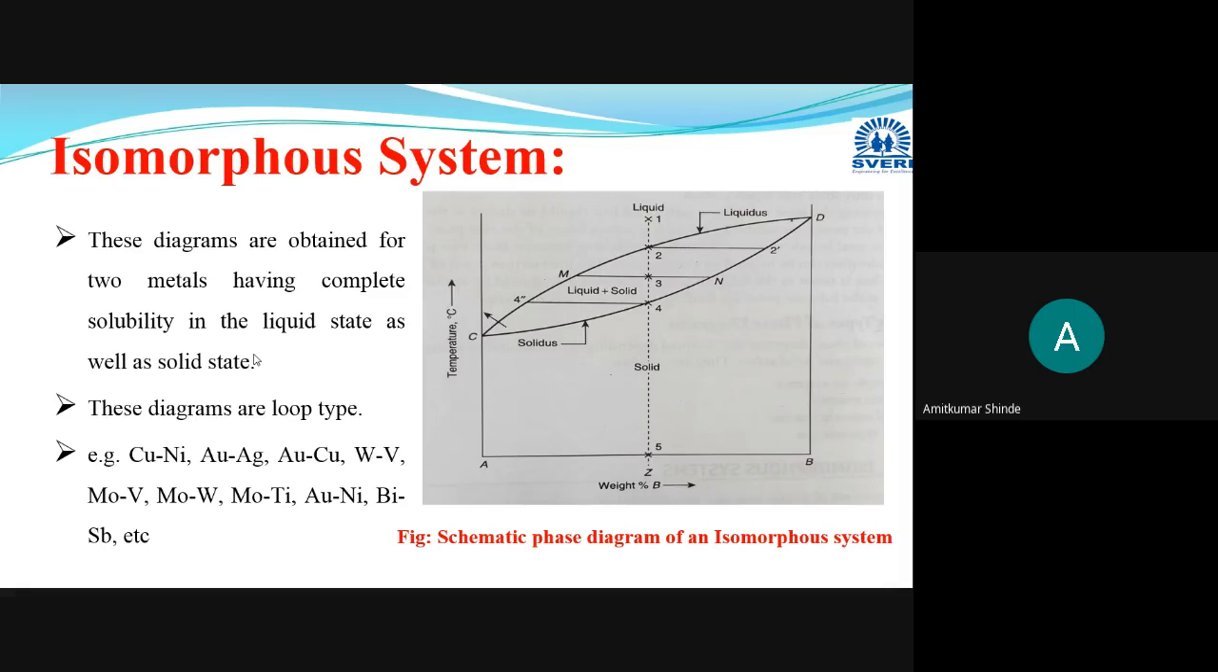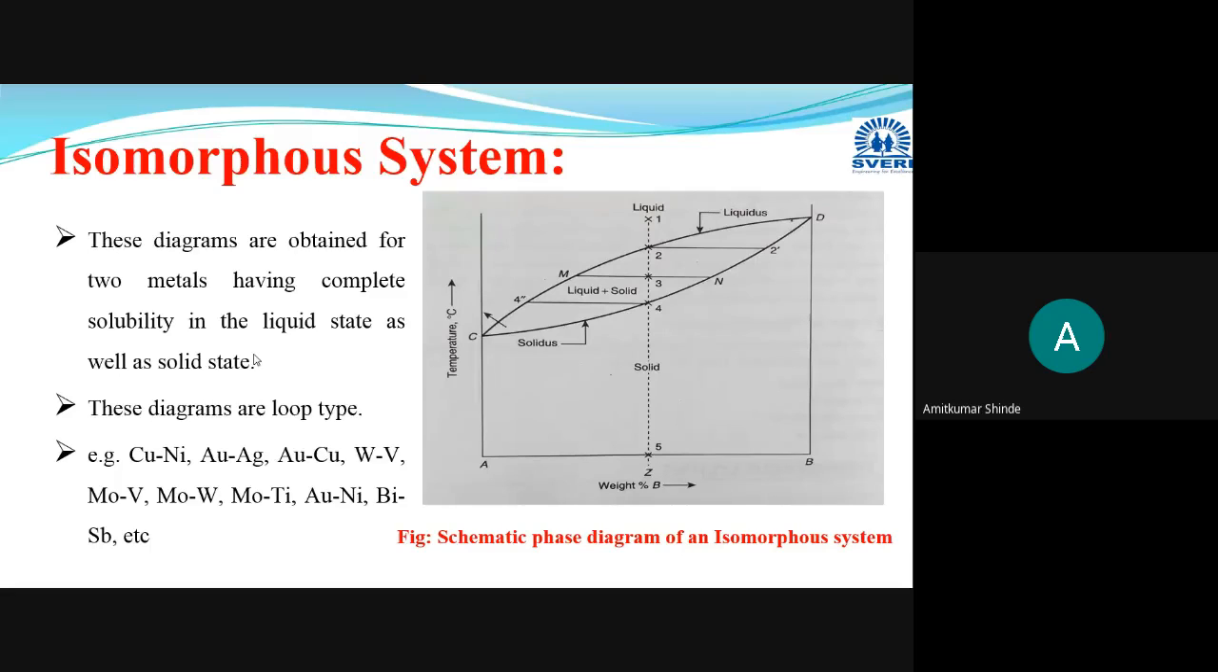Then another example is gold and silver, and also gold and copper. If you have mixed some amount of silver in the gold, it cannot be visible. You can see in your gold ornaments they have added some copper or silver material, and it will be completely soluble in each other. That's why it is showing only one solid, for gold and silver, and gold and copper.